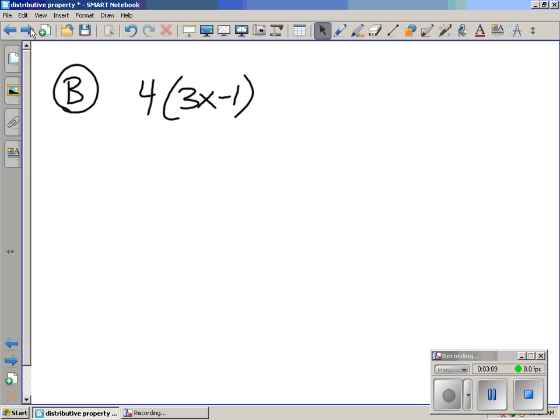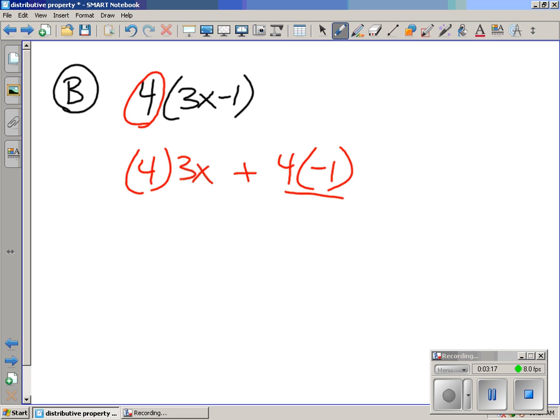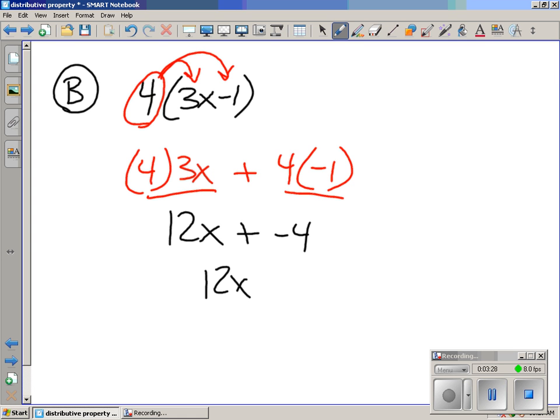B, you take the 4 and you multiply it by the 3x, and then you take the 4 and you multiply it by the -1. 4 times 3x, we get 12x. 4 times the -1, you get -4. So we have 12x minus 4.